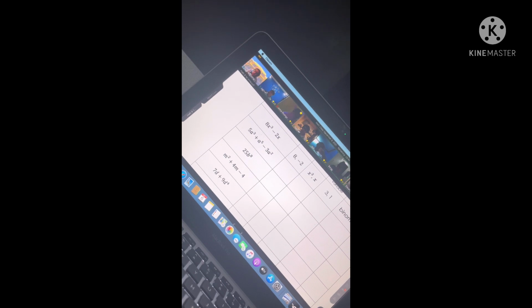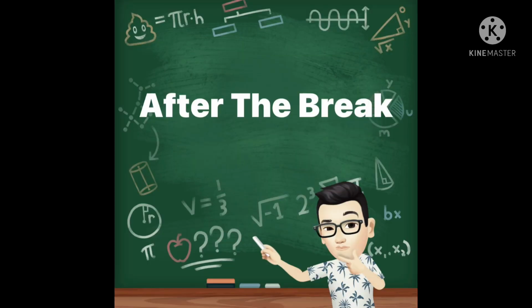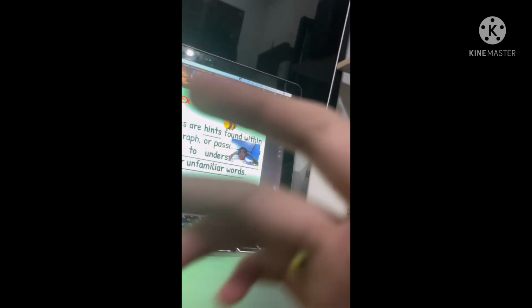Okay, sagutan muna natin yung 5a cube, yung next together. Let's answer this together. Okay. So 5a cube. GM, what is a context clue?